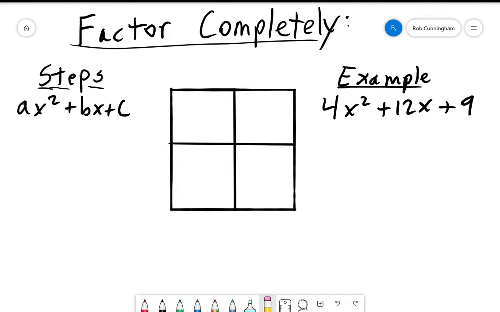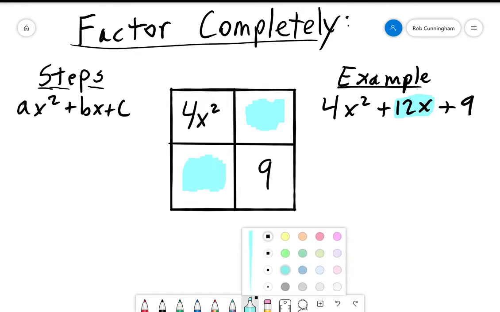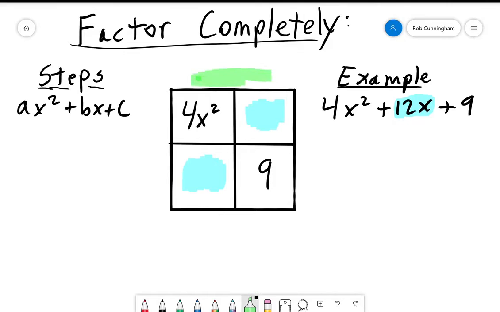So we're given 4x squared plus 12x plus 9. Okay, following our area model, we know that the 4x squared is going to go here, and the 9 is going to go here. And part of our job is going to be to take this 12x and fill in these two regions and use that information to find these sides. And that'll give us our factored form. Those two sides multiplied together make the same area.